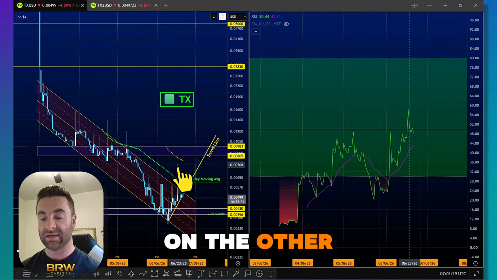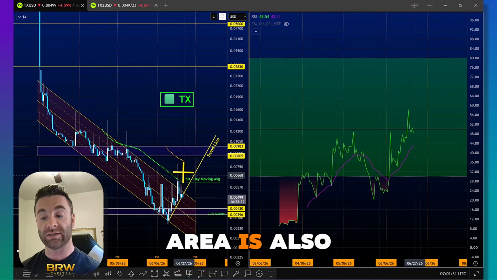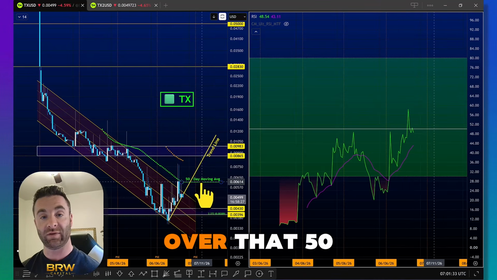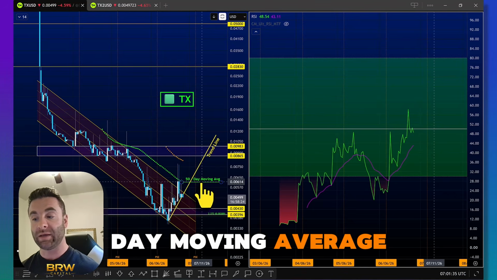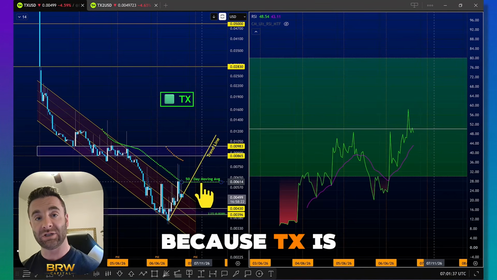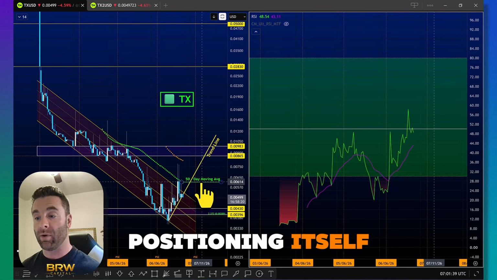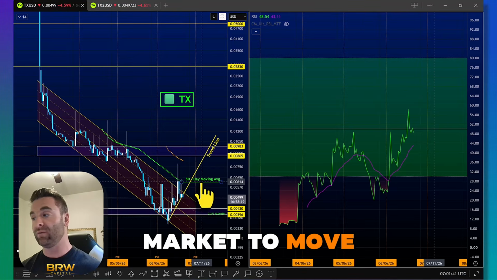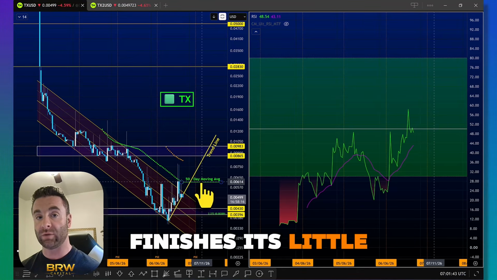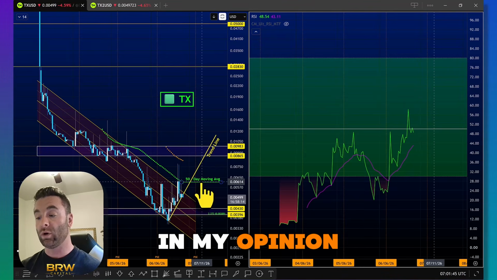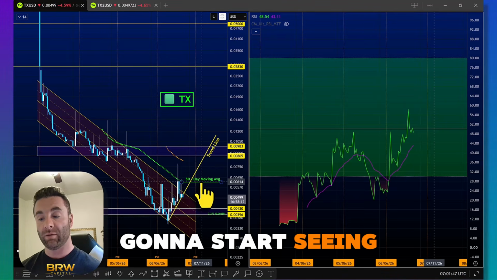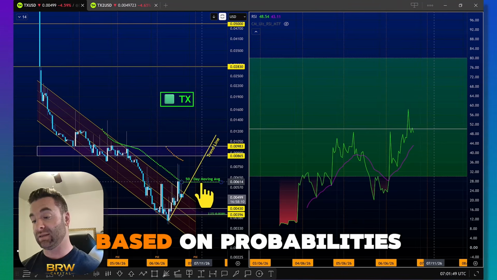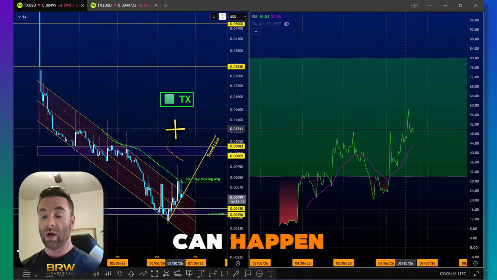You can see on the other side that this area was trying to attempt to break over that 50-day moving average, but it's not ready yet because TX is positioning itself for the entire market to move. So as Bitcoin finishes its little flush out and liquidity sweep, in my opinion, I think we're going to start seeing big momentum, right? Based on probabilities, I think it can happen.